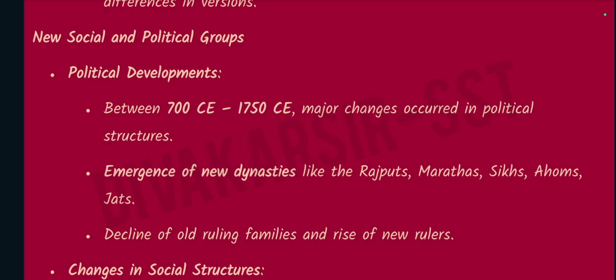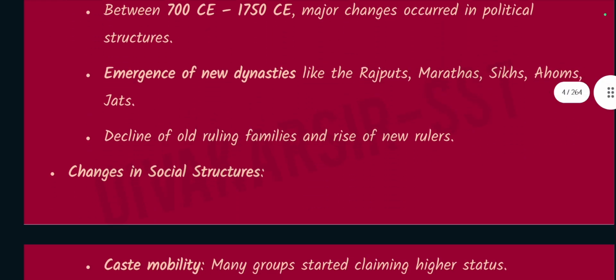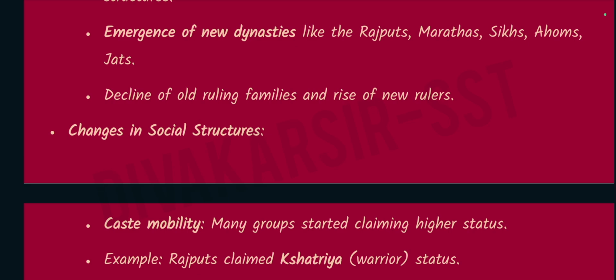New social and political groups. Political developments. Between 700 CE to 750 CE, major changes occurred in political structures. Emergence of new dynasties like the Rajputs, Marathas, Sikhs, Ahoms and Jats. Decline of old ruling families and rise of new rulers.